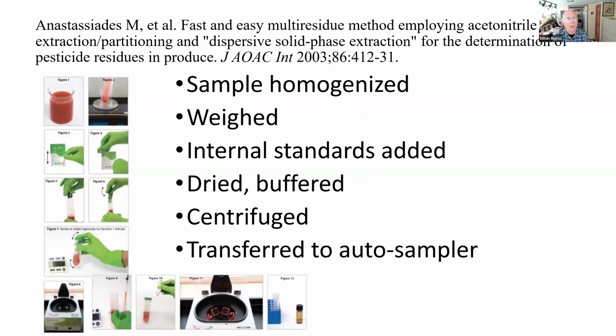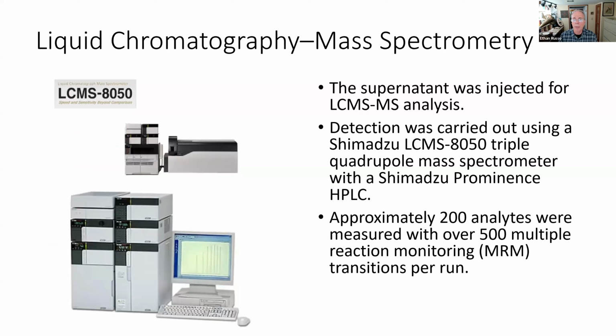So how this is done shows you how intensive this is. The sample needs to be homogenized, weighed, internal standards added. It needs to be dried and buffered, centrifuged, and then put in an autosampler device. This is the kind of equipment that's necessary. So the fluid above the crud is injected into an LCMS, liquid chromatography mass spec machine. This one was done on Shimadzu equipment, and 200 different analytes were measured.